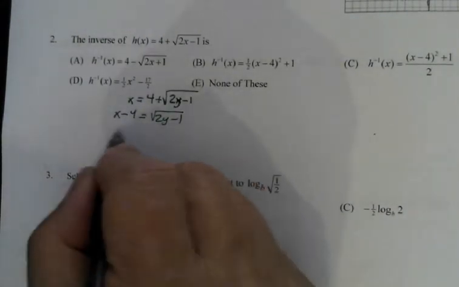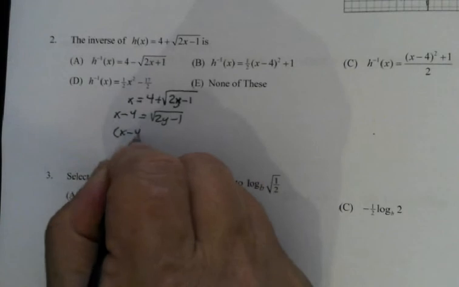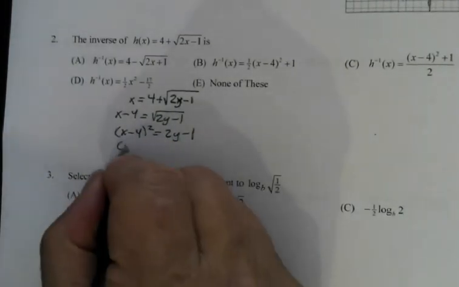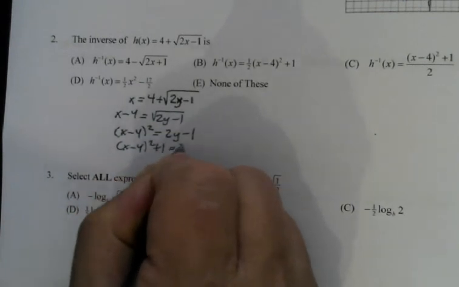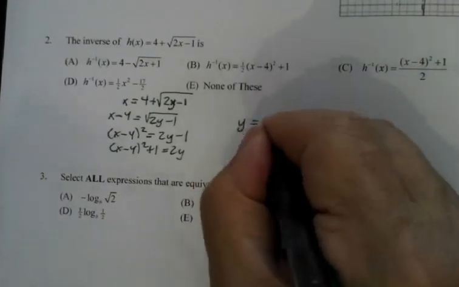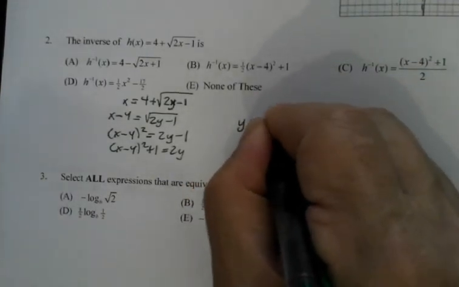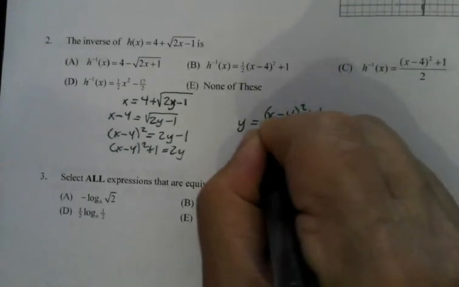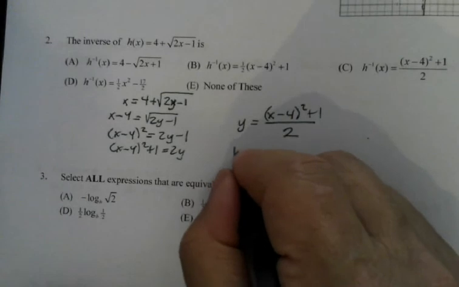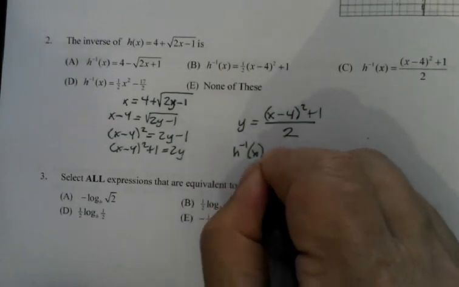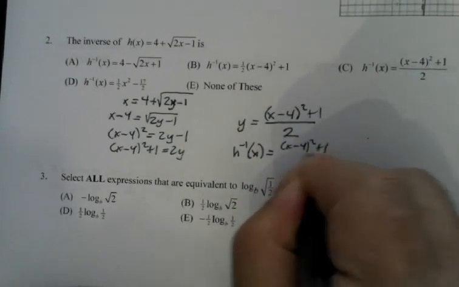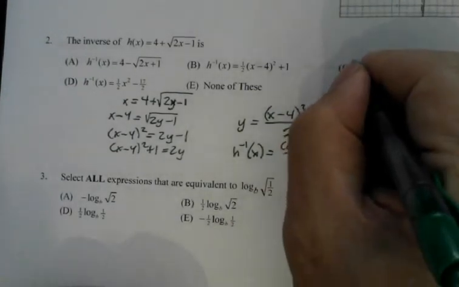Then to undo the square root, I'm going to square both sides. Then we add 1. And finally, we're going to divide by 2. So I get y is equal to (x minus 4) squared plus 1, all over 2. This is what H inverse is. So, which is pretty much just rewriting the same equation again. We just have to identify which one it is. In this case, it was C.